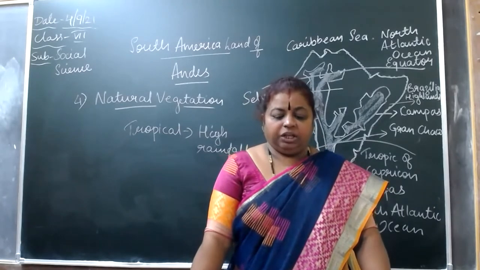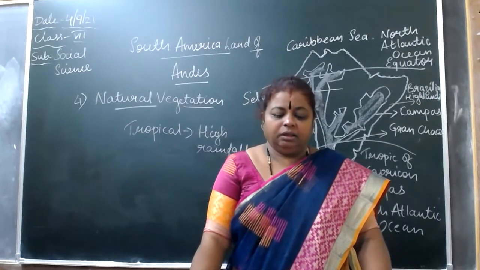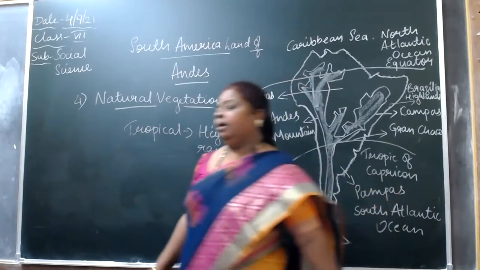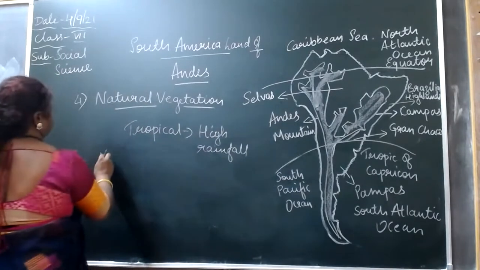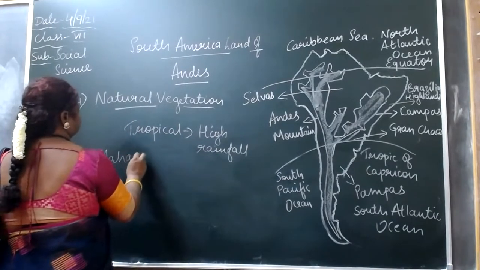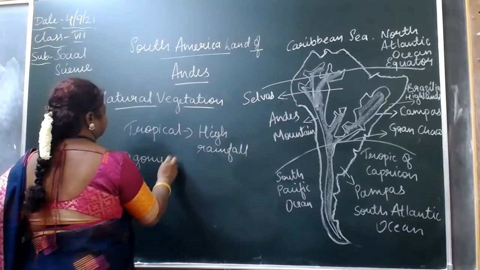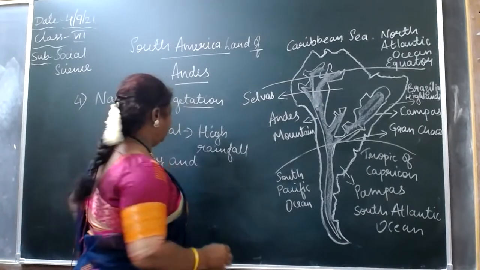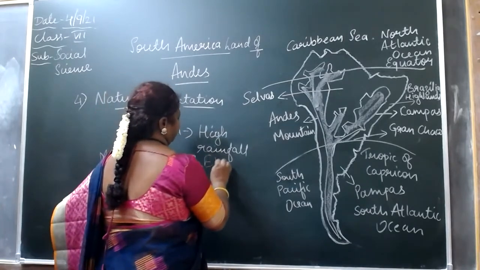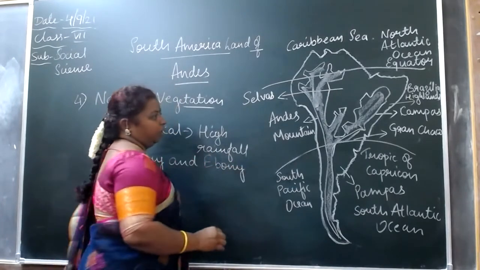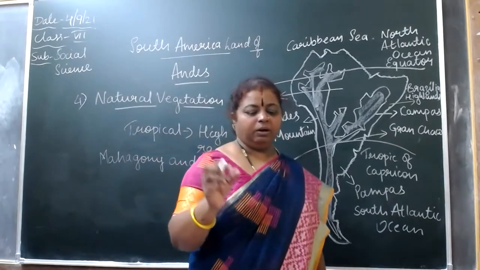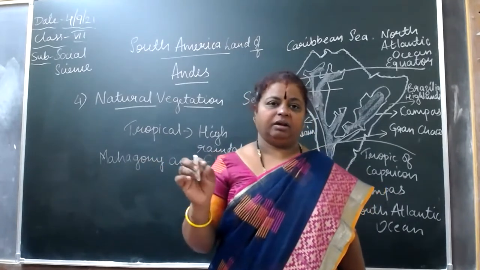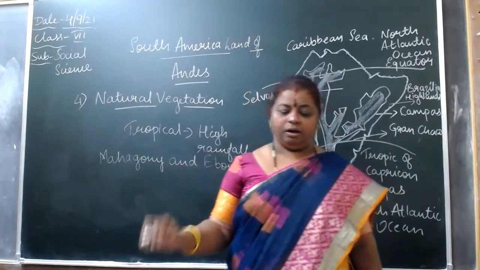Mahogany and ebony are the valuable trees in this area. Which trees? Mahogany and ebony are the valuable trees of this area, found in the evergreen trees of hardwood.